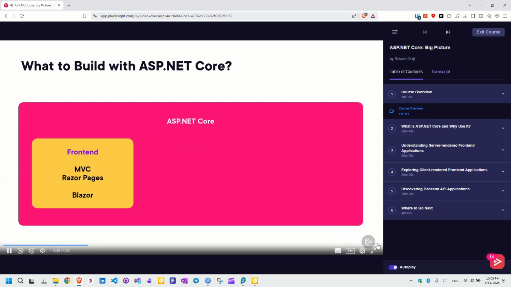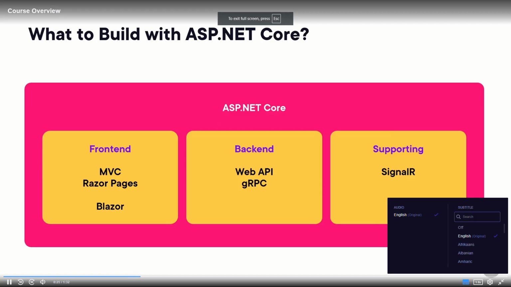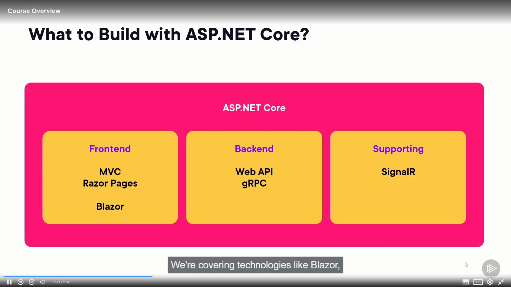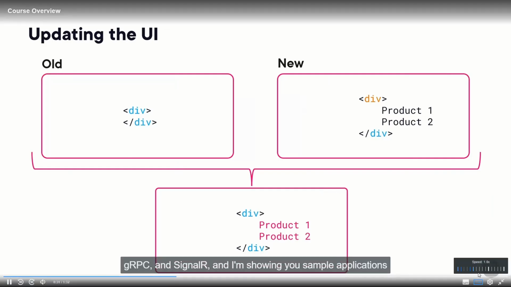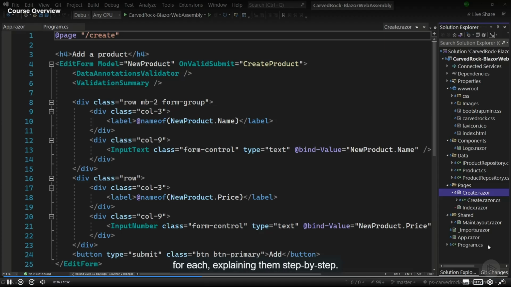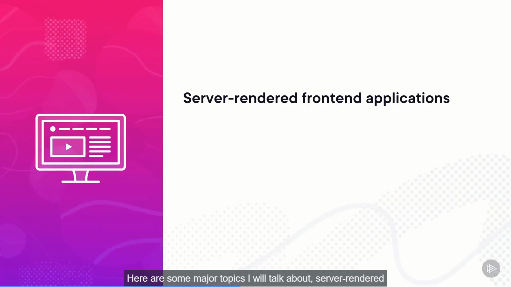Want to know what ASP.NET Core is and what you can do with it? This course is for you. We're covering technologies like Blazor, MVC, Web API, gRPC and SignalR. And I'm showing you sample applications for each, explaining them step by step. Here are some major topics I will talk about.